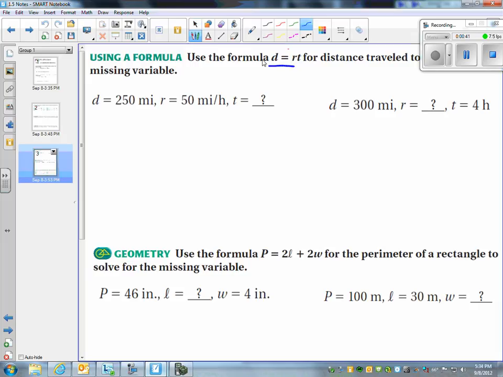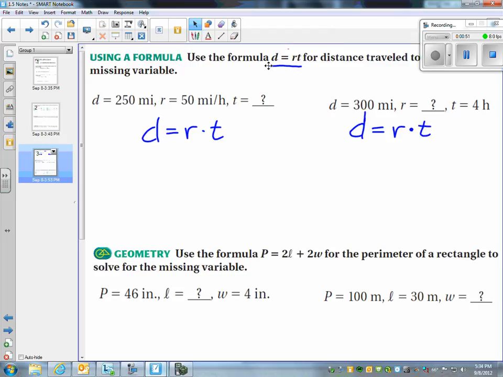So our formula we're going to be using on both these problems is d equals r times t. That means distance equals rate times time. So if you're ever talking about speed, any kind of speed, the speed that water comes out of a faucet, the speed that a car travels, the speed that someone's running, any kind of speed or rate uses this kind of equation.